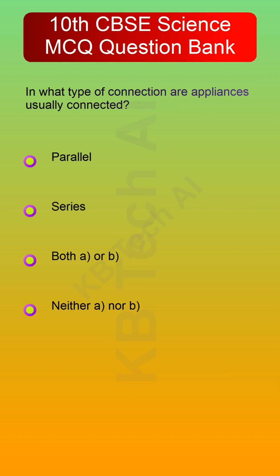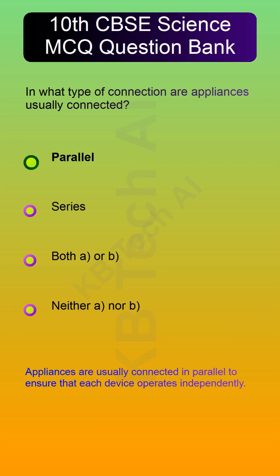In what type of connection are appliances usually connected? Option 1, parallel, option 2, series, option 3, both A or B. Option 4, neither A nor B. The answer is, option 1, parallel.